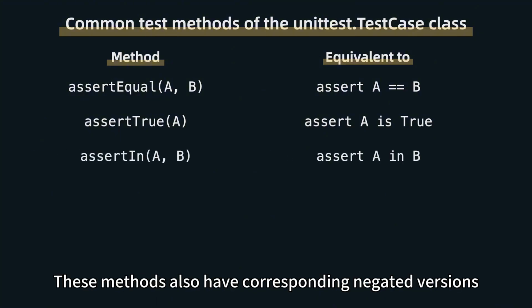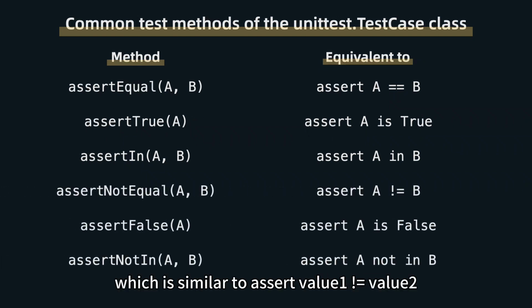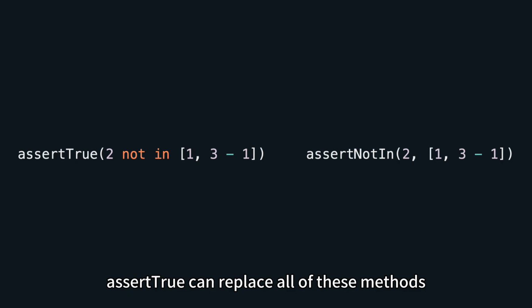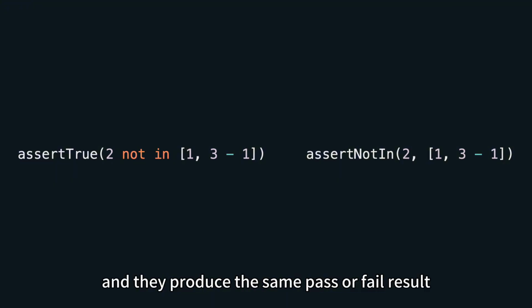These methods also have corresponding negated versions, such as assertNotEqual, which is similar to "assert value1 does not equal value2", and assertFalse, which checks that a value is false. In principle, assertTrue can replace all of these methods. For example, both of these tests check whether 2 is not in the list [1, 2], and they produce the same pass or fail result.